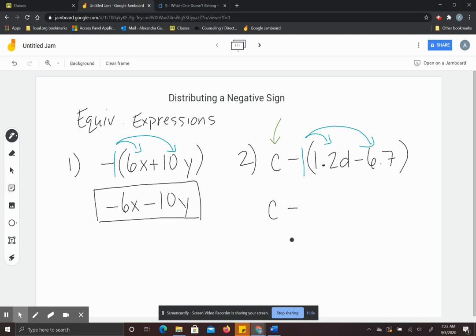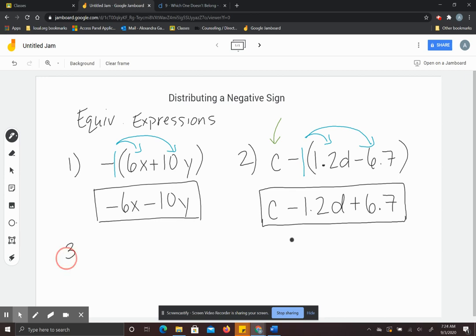That just makes it a -1.2d. And then -1 times -6.7. Negative times a negative is a positive 6.7. And then again, I look to see if I have any like terms, anything I can combine. It looks like no. So we're done with that example.